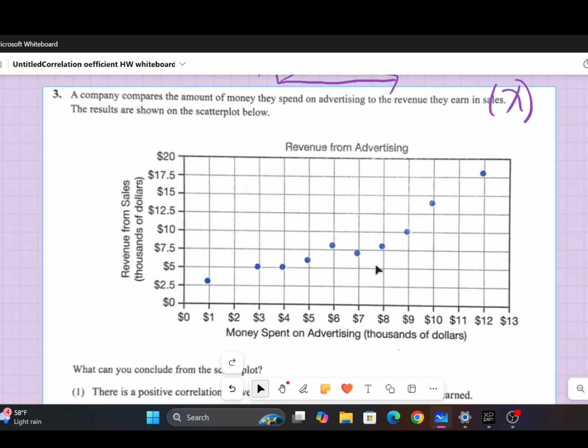Okay. A company compares the amount of money they spend on advertising to the revenue they earn in sales. The results are shown on the scatter plot below. So we see our x-axis is the money they spend on advertising. That's increasing over time. And then the y-axis is revenue. It looks as though that's also increasing over time. So the more money they spend on advertising, it looks like there's also a positive change in the revenue from sales.